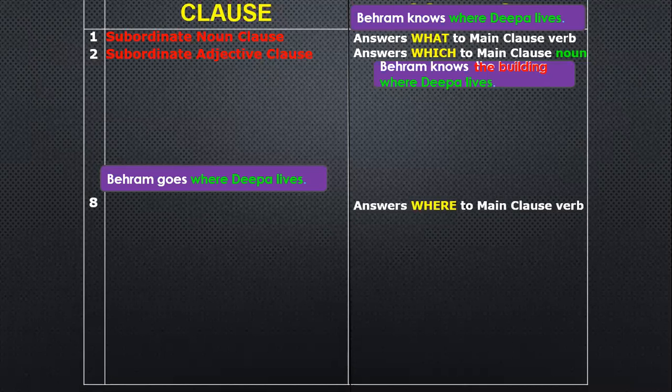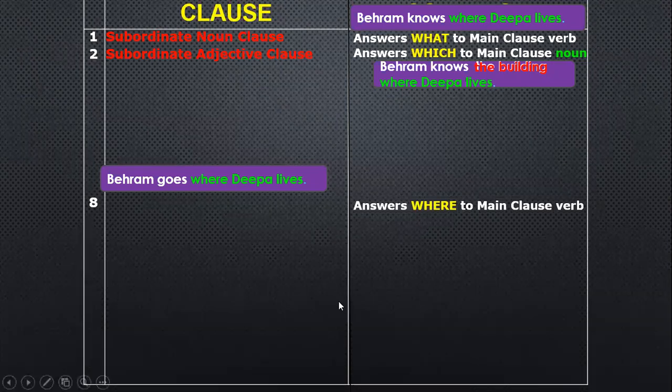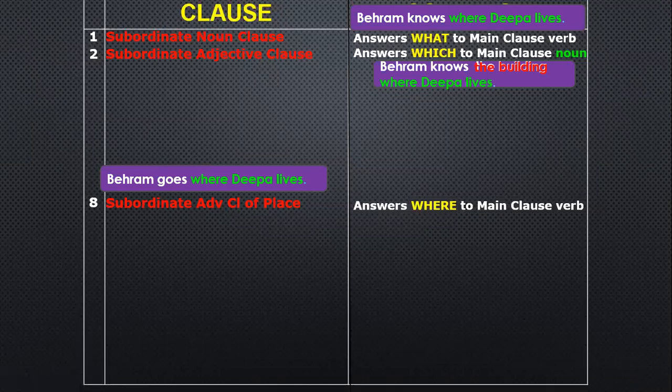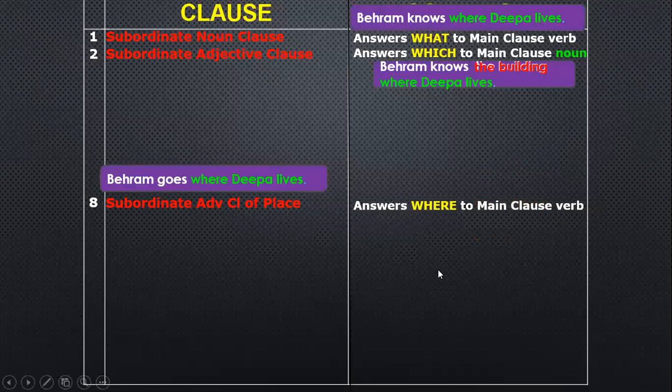And that's how whenever we ask, where does Behram go? Or Behram goes where? Only then we get an answer as where Deepa lives. And that's how we get the answer as subordinating adverb clause of place. Because we all know the question where answers the adverb clause of place. Moving on.